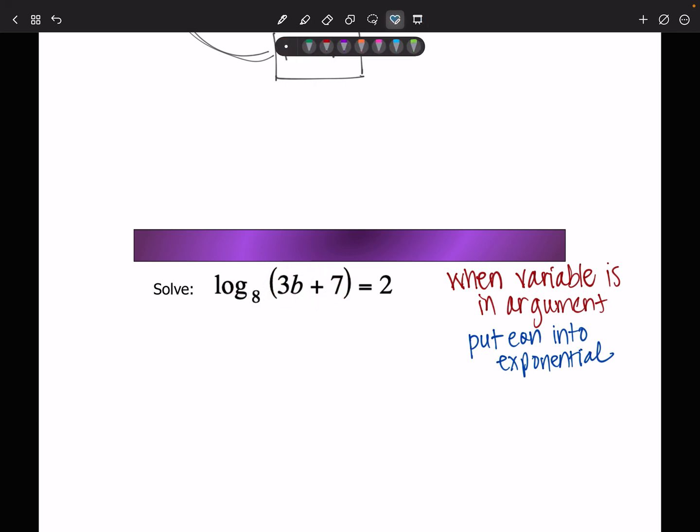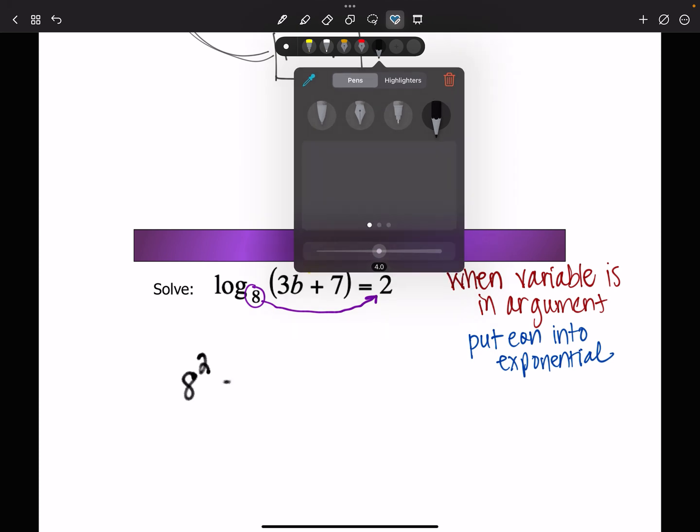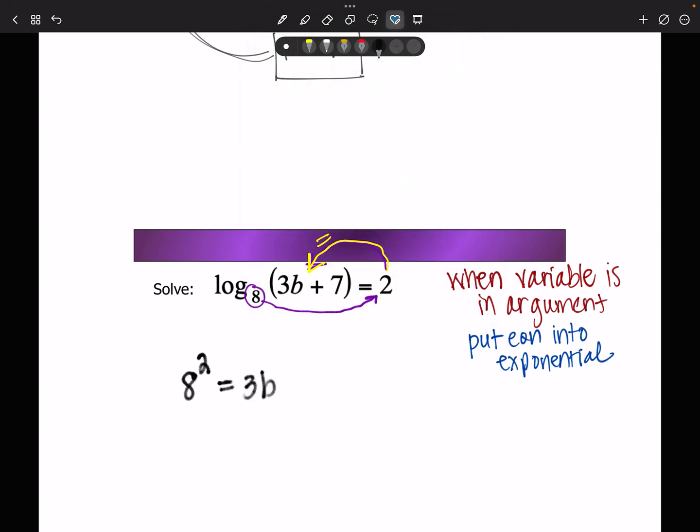I'm going to take the base of 8, raise it to the second power, and that will equal the argument. So I have log base 8 of 3b plus 7 equals 2. Therefore, 8 to the second power equals 3b plus 7.